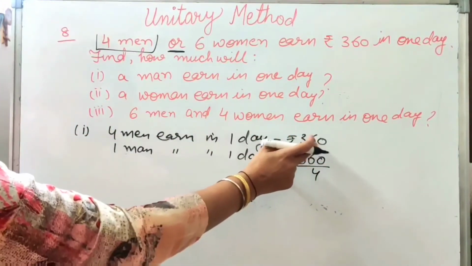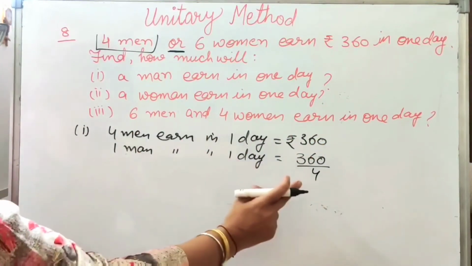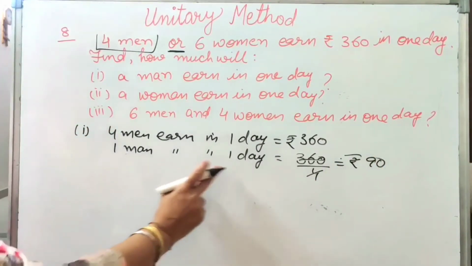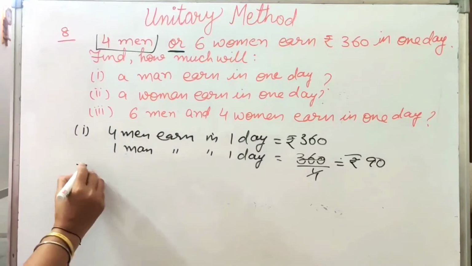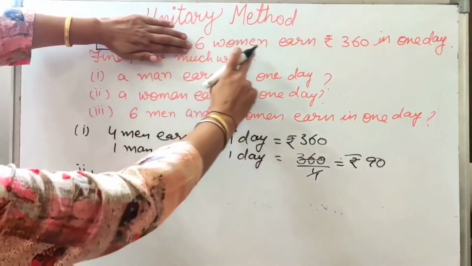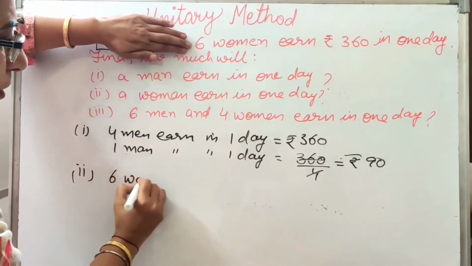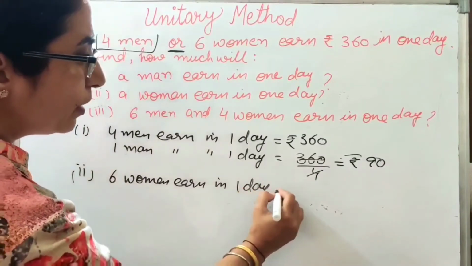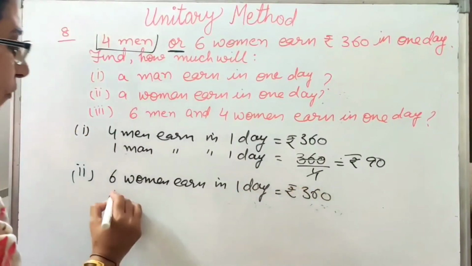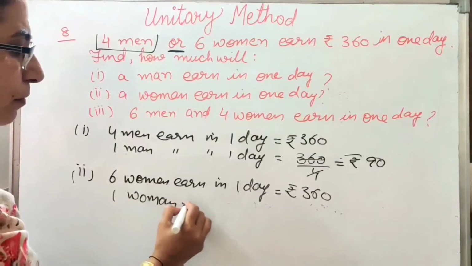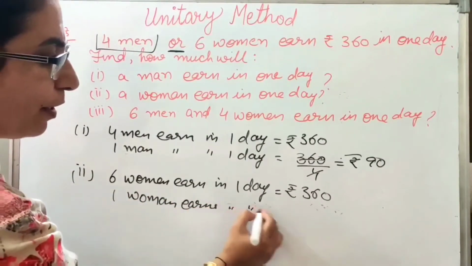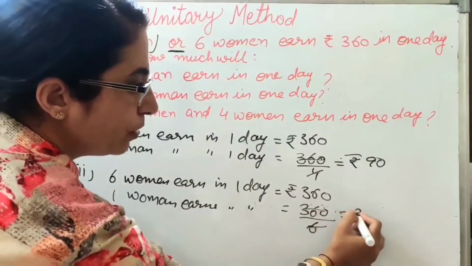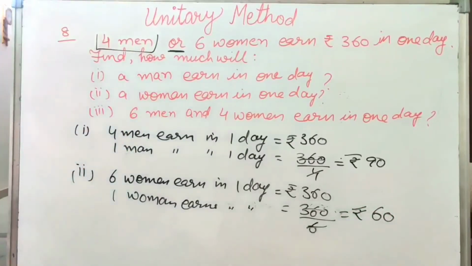Always write the right number in the numerator and the left number in the denominator. 360 divided by 4 is rupees 90, so 1 man earns rupees 90 in 1 day. The second part is the same. Now we take 6 women earn rupees 360 in 1 day. Then 1 woman earns in 1 day 360 upon 6, that is rupees 60.